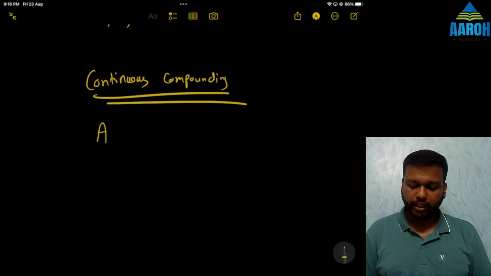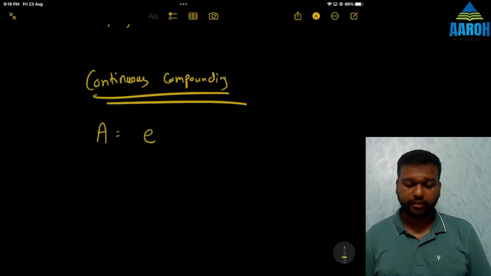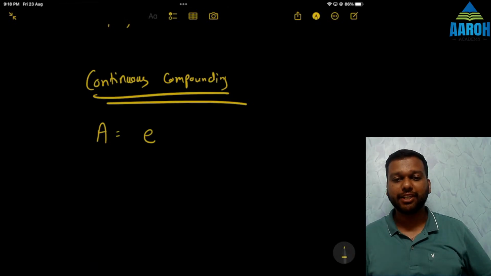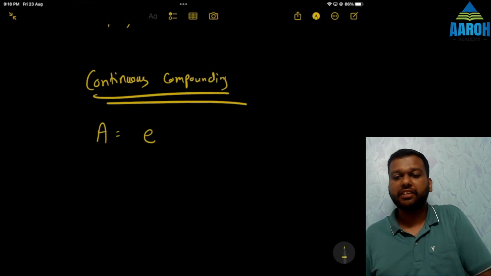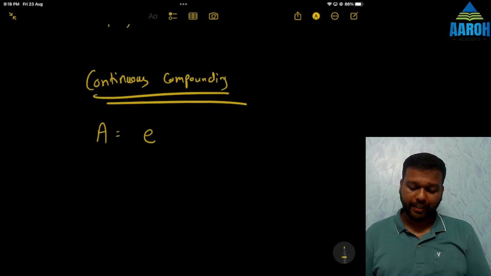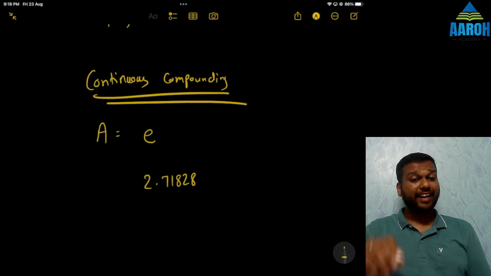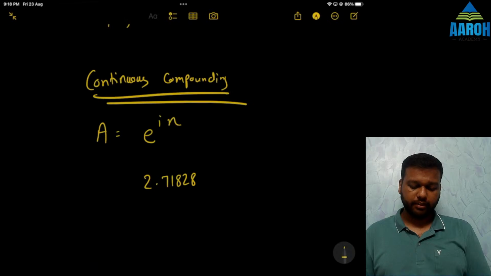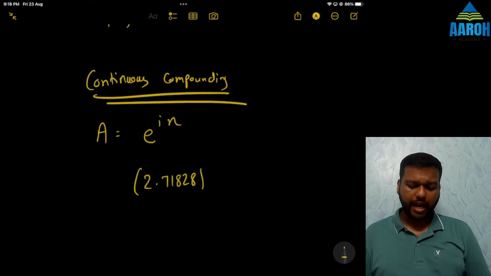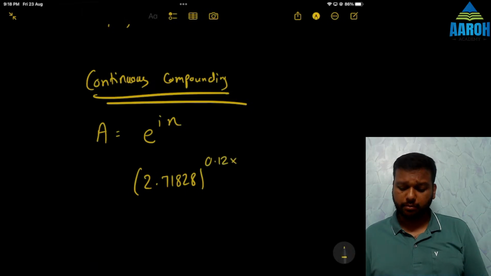The amount from continuous compounding is e raised to i into n. What is e? e is from the chapter of limits that you have seen. It is an irrational number, its value is approximately 2.71828, which is what you can take from an exam point of view. That's it. What is i? i is 12% or 0.12. And n is the number of years, which is 3.